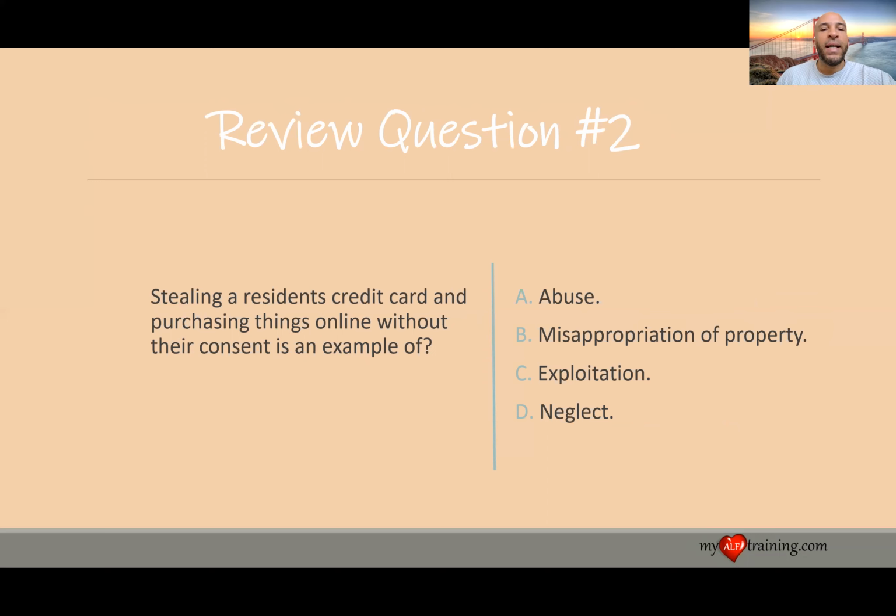Question number 2. Stealing a resident's credit card and purchasing things online without their consent is an example of what? Is it A, abuse, B, misappropriation of property, C, exploitation, or D, neglect? If someone stole the resident's credit card and started purchasing things online without their consent, this is an example of misappropriation of property. That's correct.